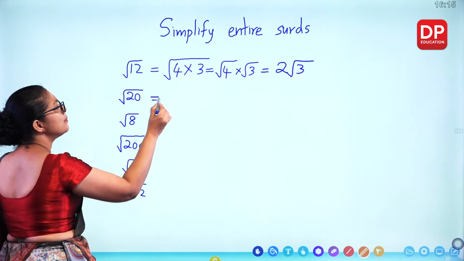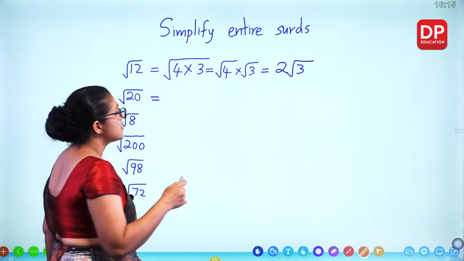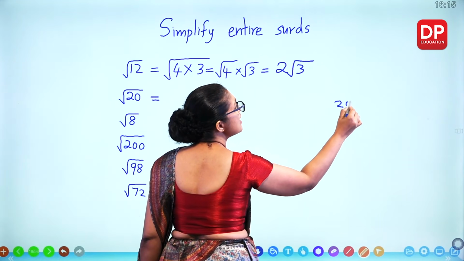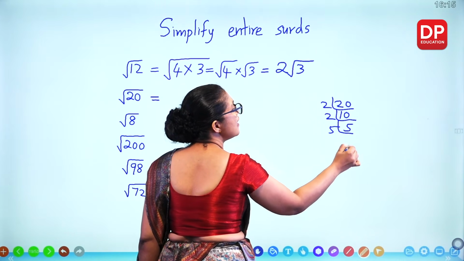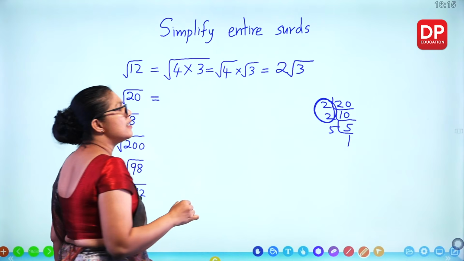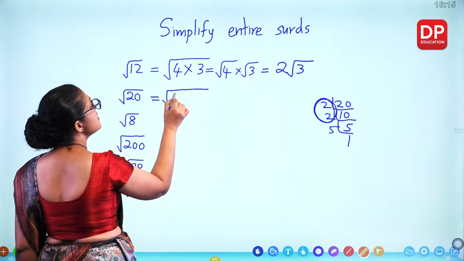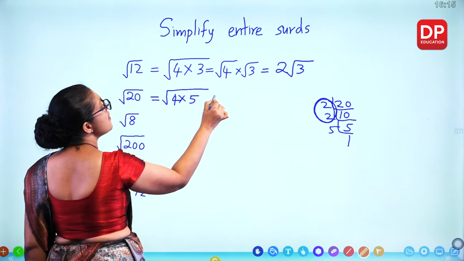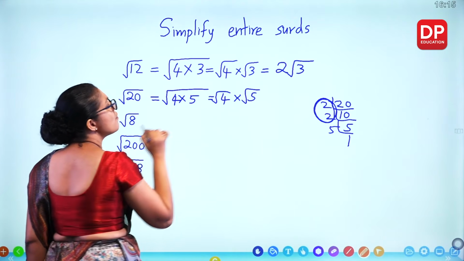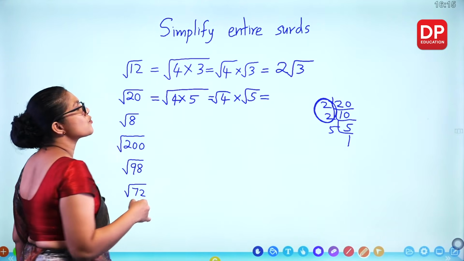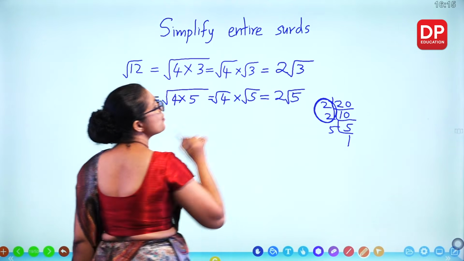Now we'll take 20. What's the maximum square number we can get for 20? 20 you can divide by 2. Again 2. You get 5. Can you see? One pair is there. 4 times 5. So I can write 20 as 4 times 5. Then I can write separately square root of 5 and square root of 4. Square root of 4 is 2. You get 2 root 5.